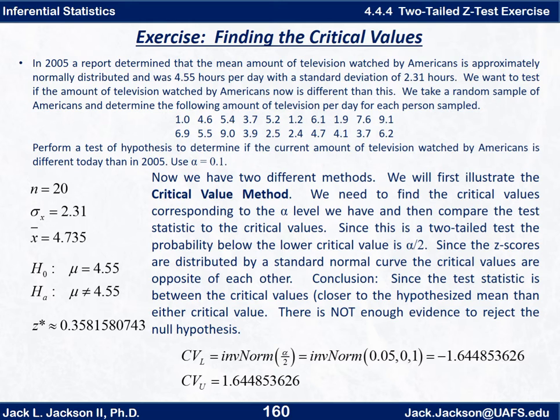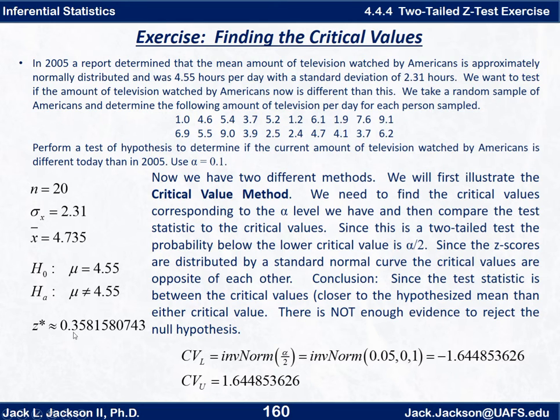Now, since the z-scores are distributed by a standard normal curve, we can just compute one of the two critical values and then take its opposite sign for the other one. So I just took alpha and divided by 2. 0.1 divided by 2 is 0.05, and did an inverse norm of that. That's going to give me a negative number to the left of the mean of 0. And then the opposite of that is the other critical value. So those are our two critical values, about negative 1.64 and positive 1.64.